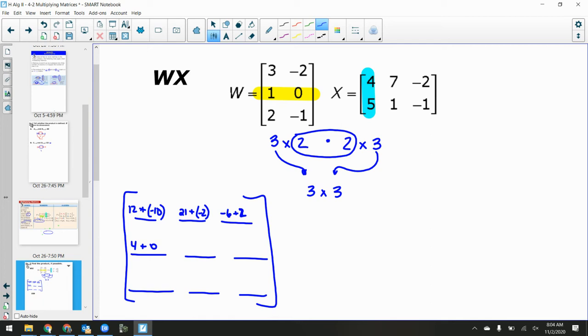Let's keep on chugging with that row. Row 2, column 2, that's the location here. 1 times 7 is 7, plus 0 times anything is 0. Let's finish off this row. Row 2, column 3. Negative 2 times 1 is negative 2, plus 0 times negative 1 is 0.